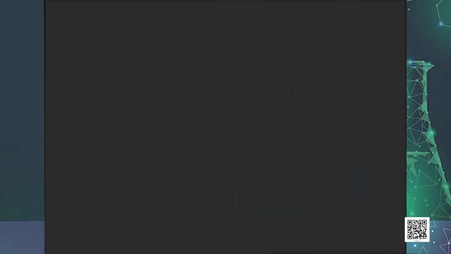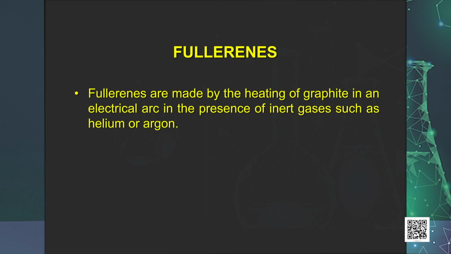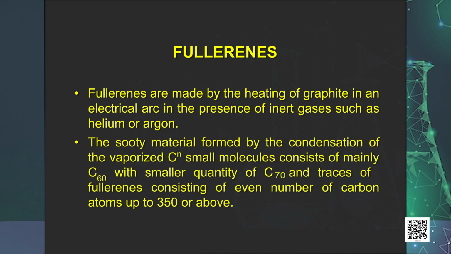The last allotropic form that we are going to study about is fullerenes. Fullerenes are made by the heating of graphite in an electrical arc in the presence of inert gases such as helium or argon. The sooty material formed by the condensation of the vaporized Cn small molecules consists of mainly C60 with a smaller quantity of C70 and traces of fullerenes consisting of an even number of carbon atoms up to 350 or above. Fullerenes are the only pure form of carbon because they have a smooth structure without having dangling bonds.